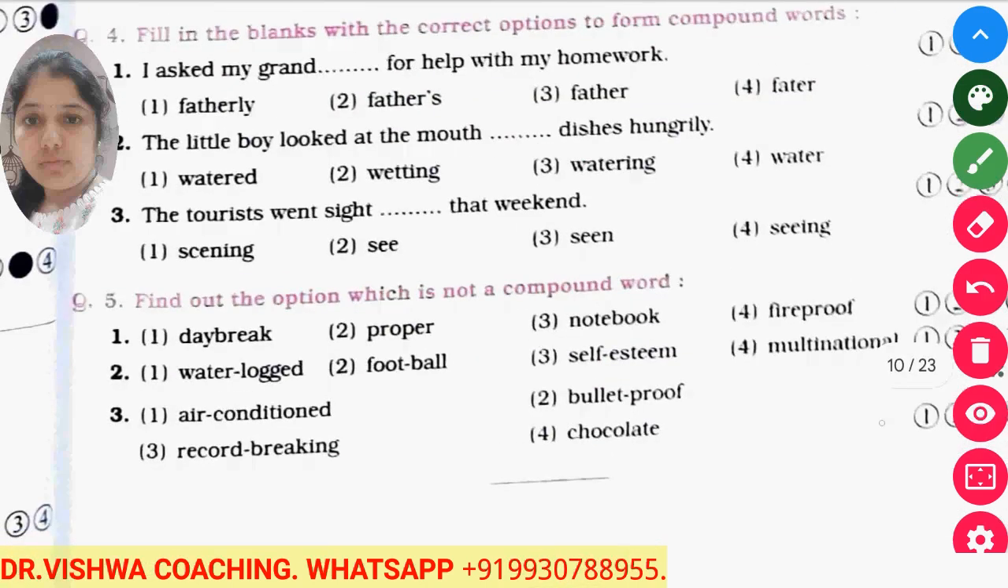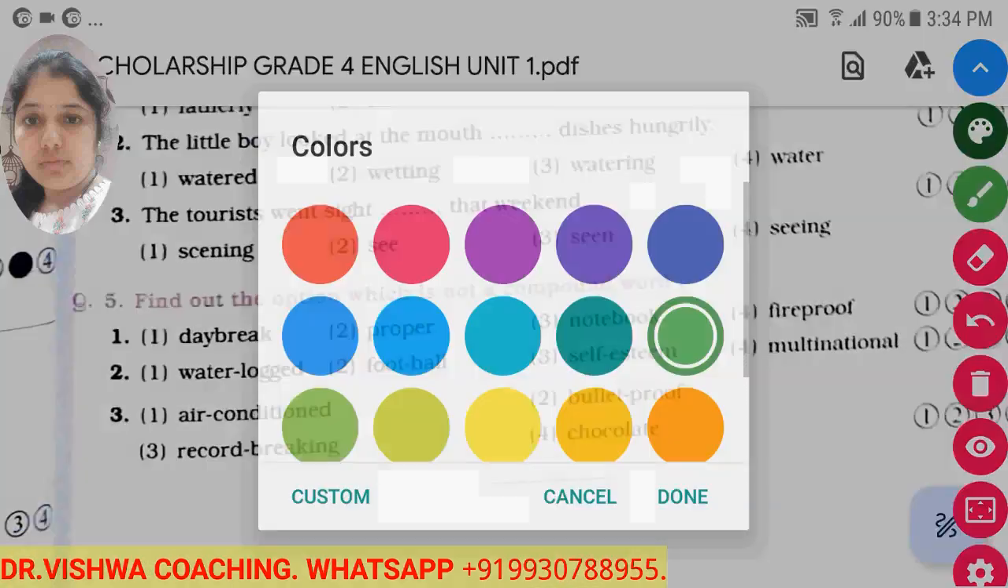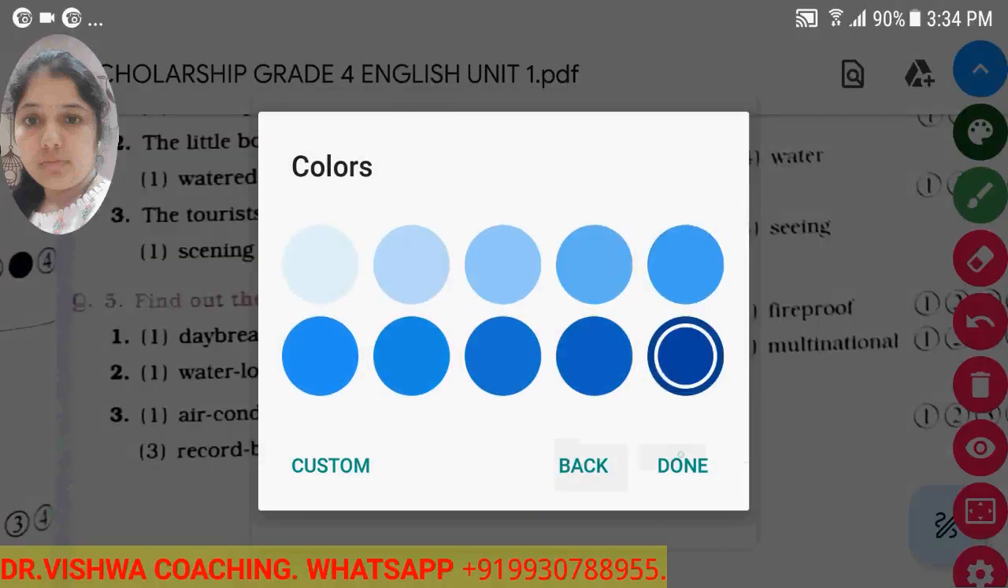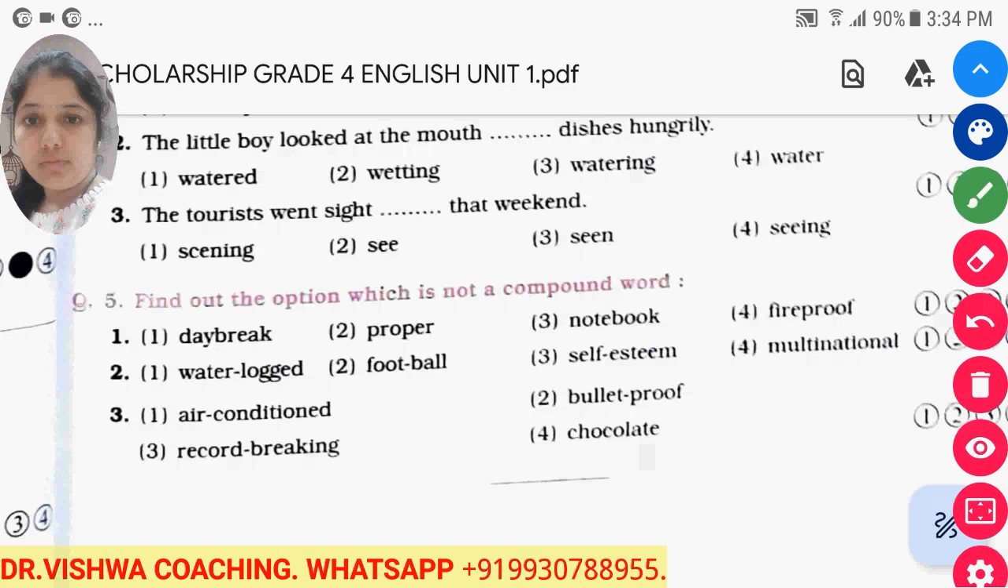Now the next one you try at home, and the last question pattern from the practice exercise is to find the option which is not a compound word. The options given are daybreak, which we just saw is a compound word, proper, notebook, and fireproof. Notebook is made of two words. Fireproof is also made of two words, but proper is not a compound word here.